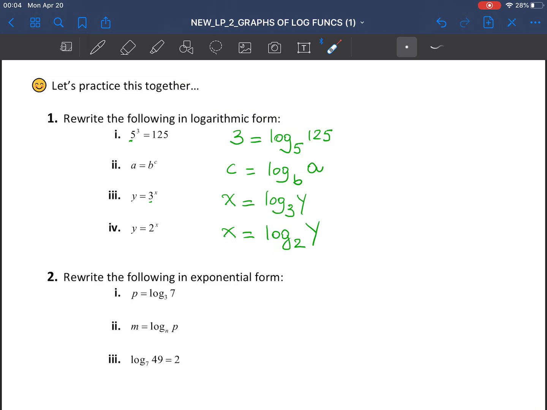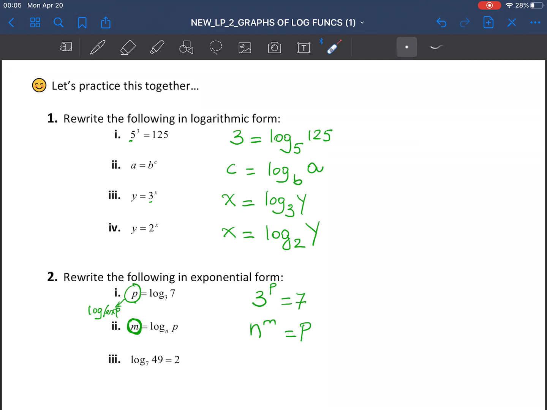So in this case, we're going to start from the base, which is down here. We're going to say that the base 3 must be raised to the power p, which is the log, or the exponent, in order to obtain 7. Next question. The base is n. n must be raised to the power of this exponent, or this log, m, in order to obtain p.